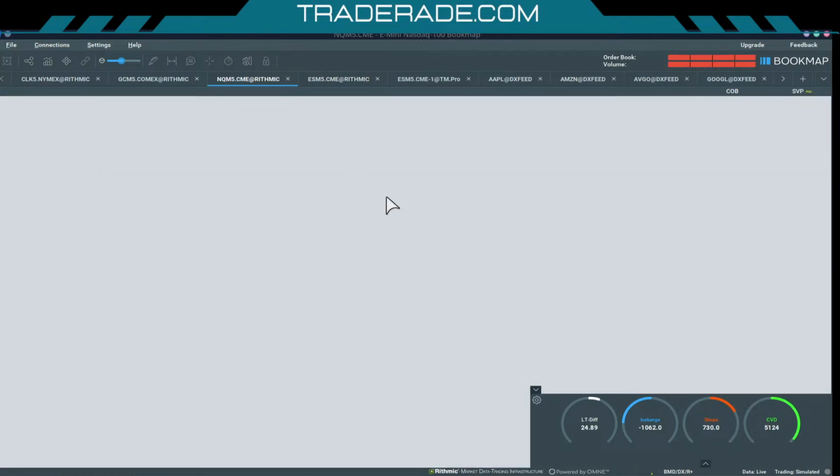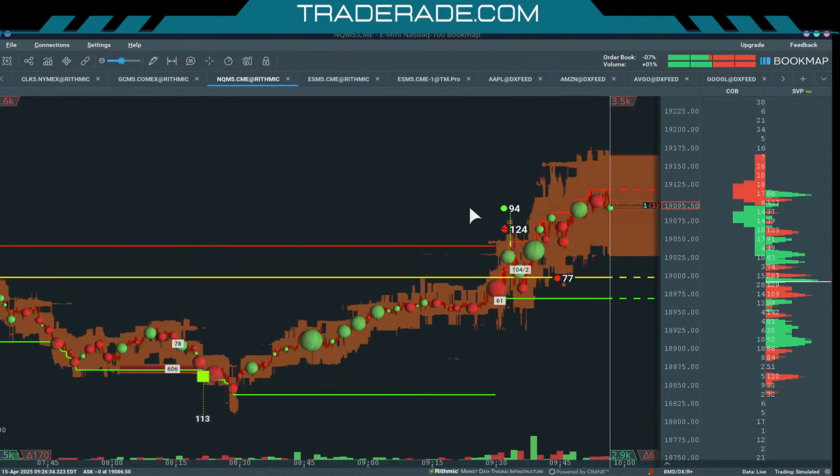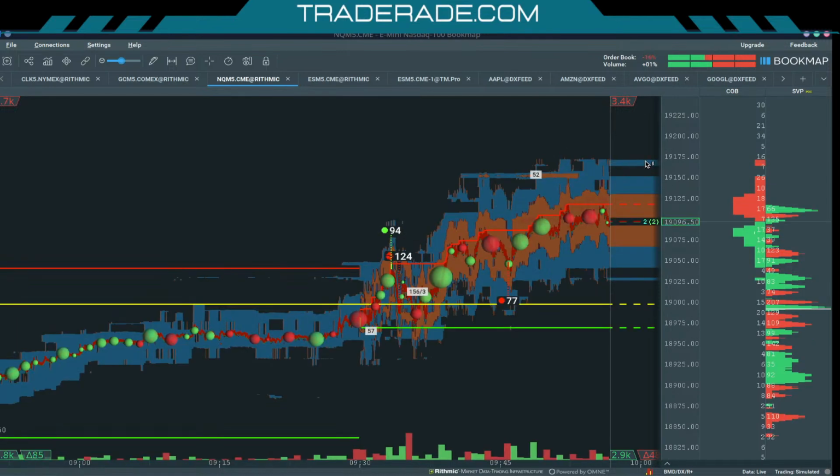Let's take a look at the NASDAQ here. Wow. It just keeps going. It looks even more constructive than the S&P overall. And it was a little weaker to start the day, so that's interesting to see that catch-up effect.